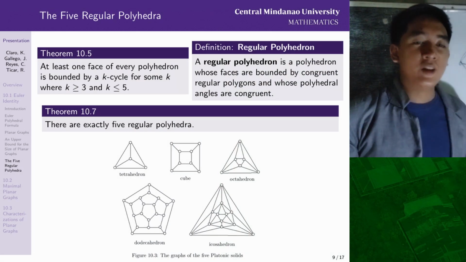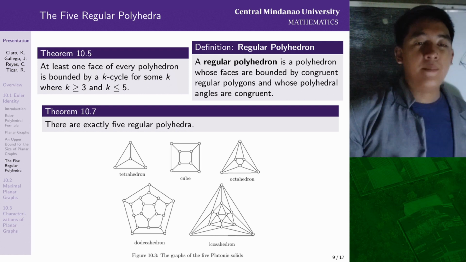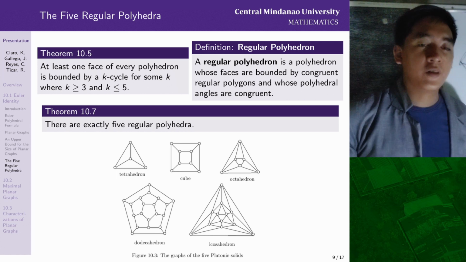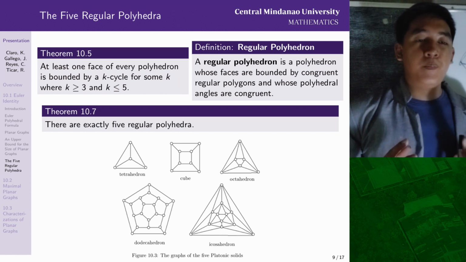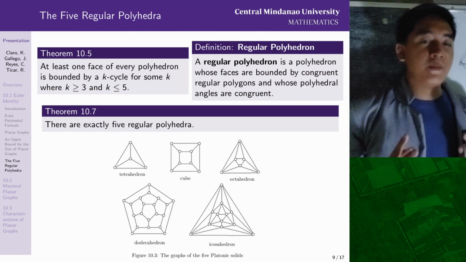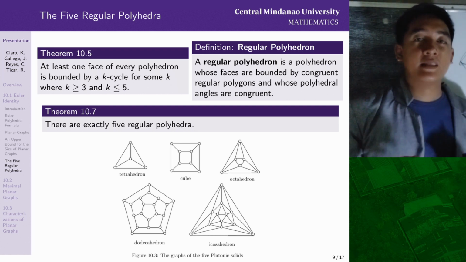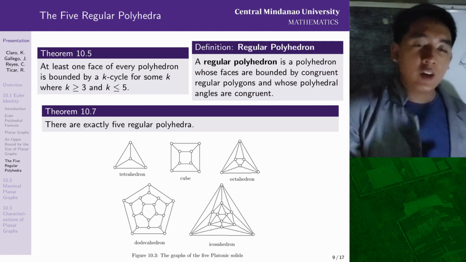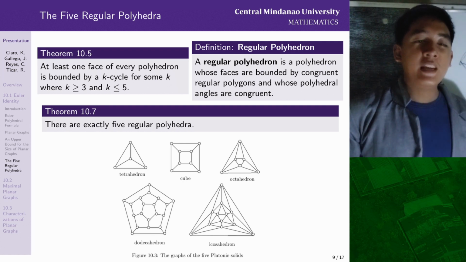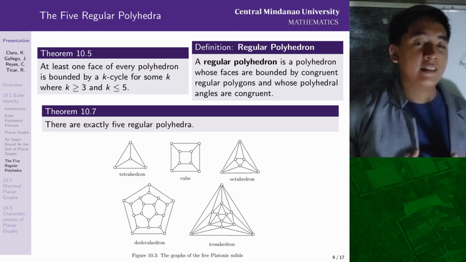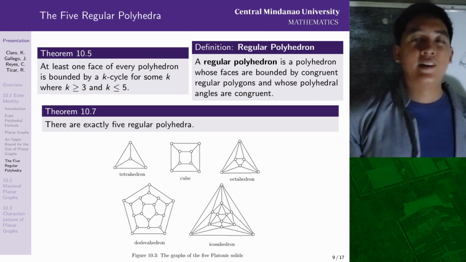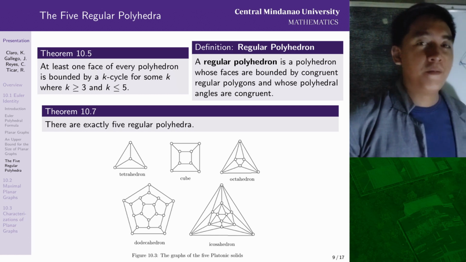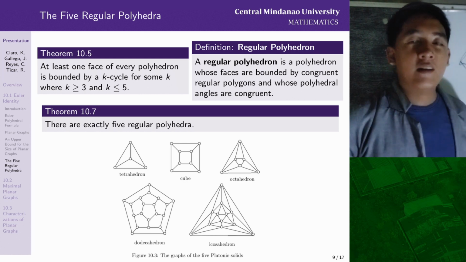A regular polyhedron is a polyhedron whose faces are bounded by congruent regular polygons and whose polyhedral angles are congruent. So if you have a polyhedron whose faces are congruent regular polygons, having the same size and shape, then their angles within are also equal. So if all its faces are equal, then it is called a regular polyhedron. So theorem 10.7: there are exactly 5 regular polyhedra. There are exactly 5 regular polyhedra.